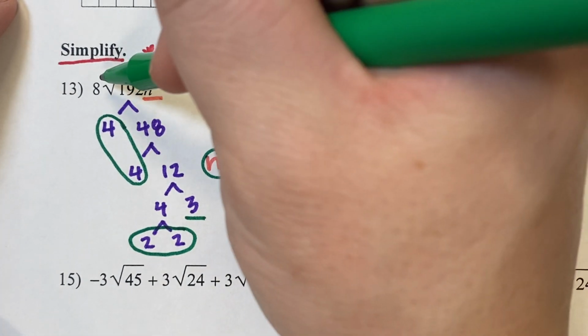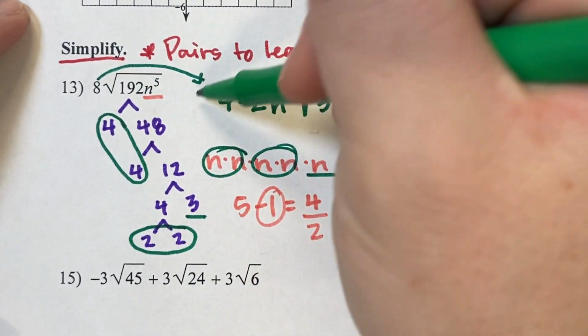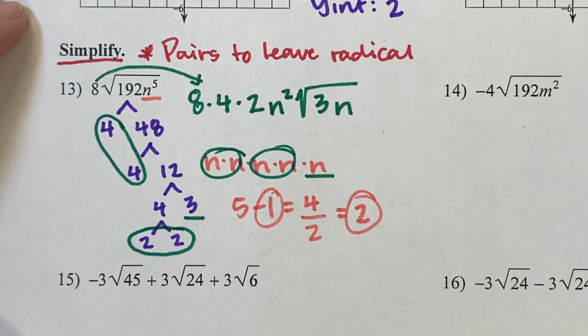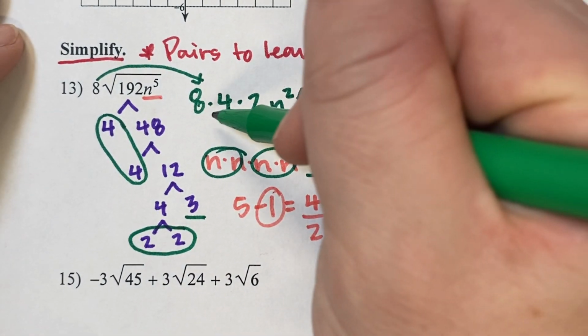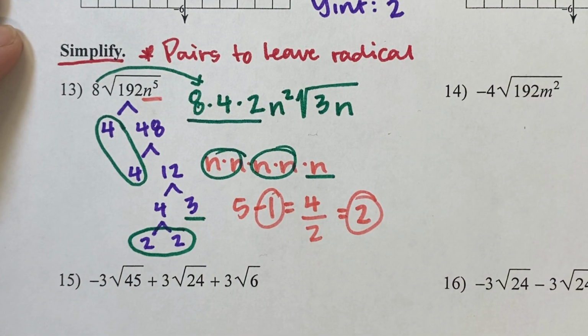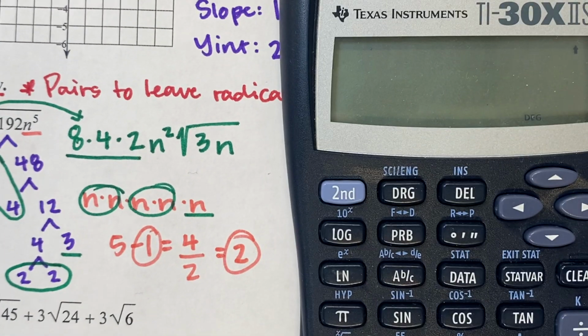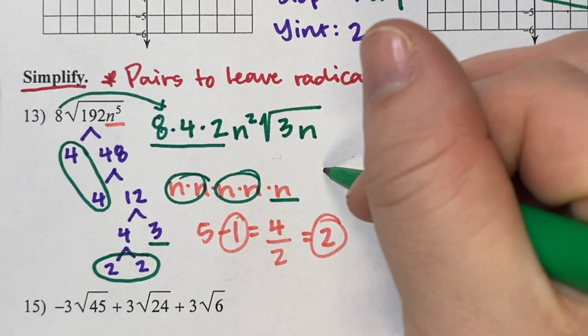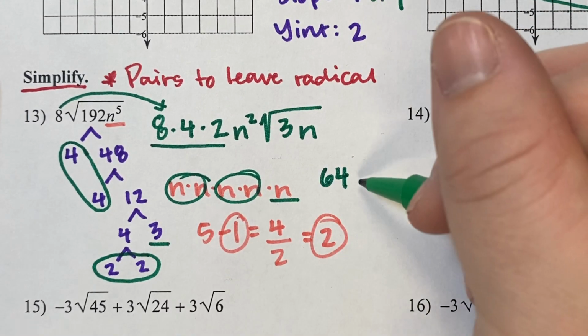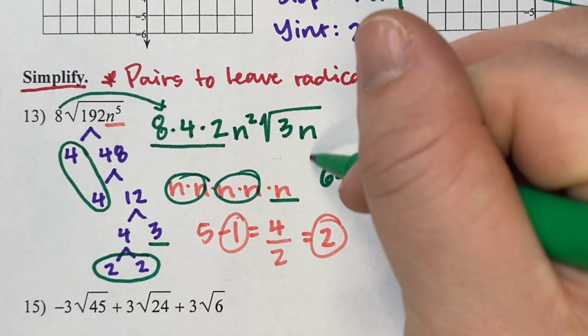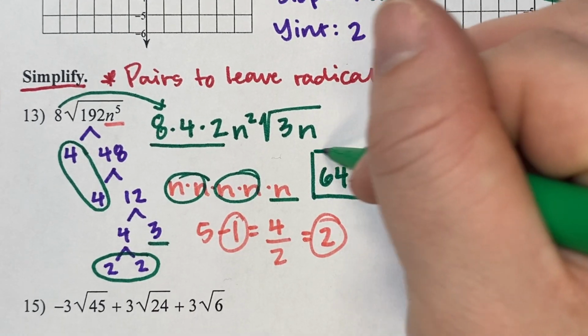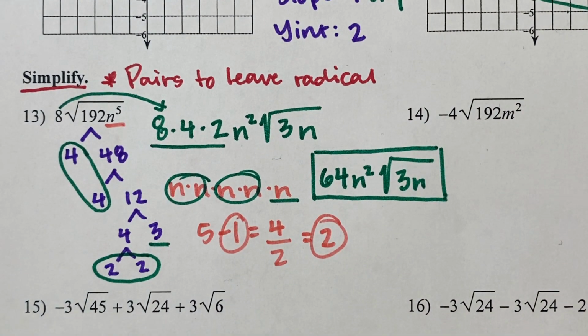Okay, we can simplify, but we cannot forget the 8 that was outside waiting. So now what we do is we just multiply everything in front. So I have 8 times 4 times 2, which gives me 64 n squared got to leave, 3n had to stay inside. So we are simplified.